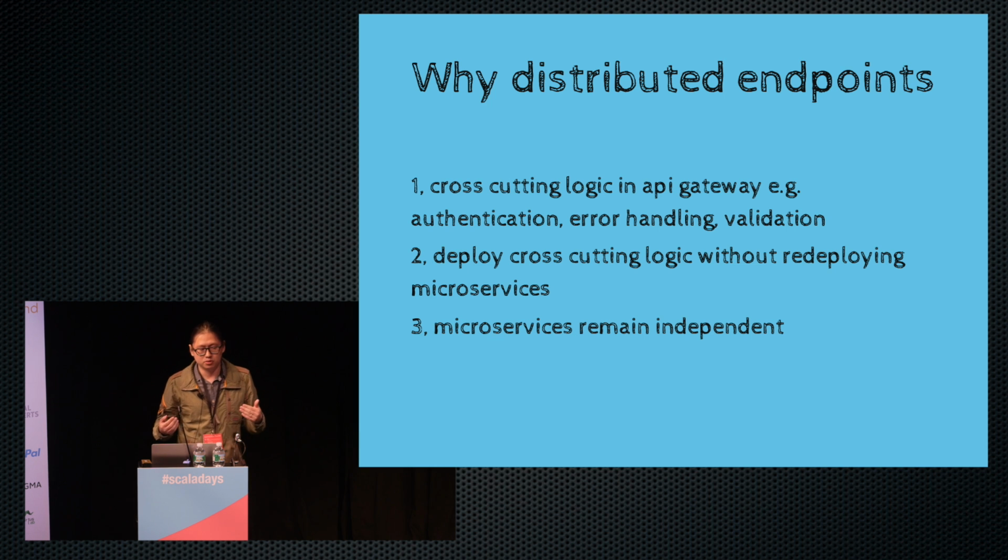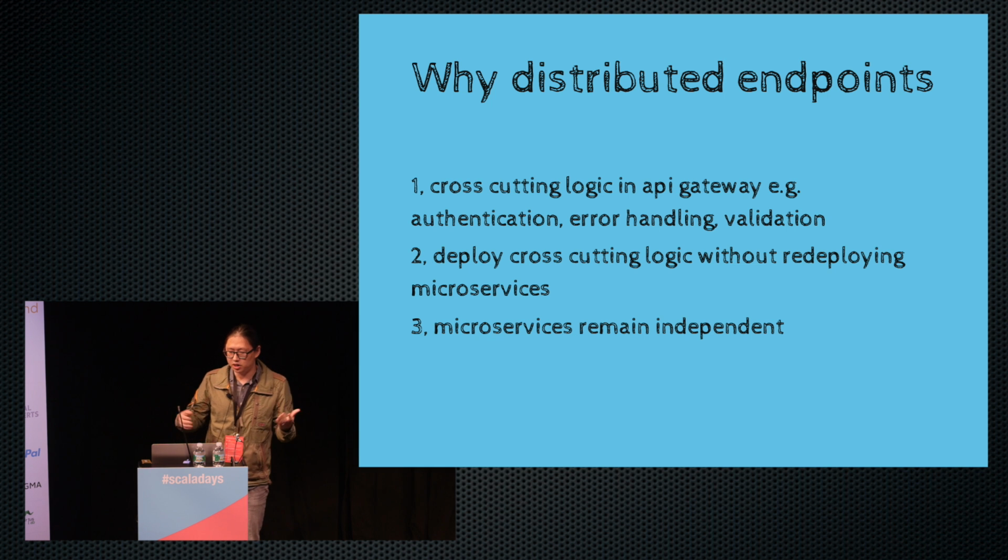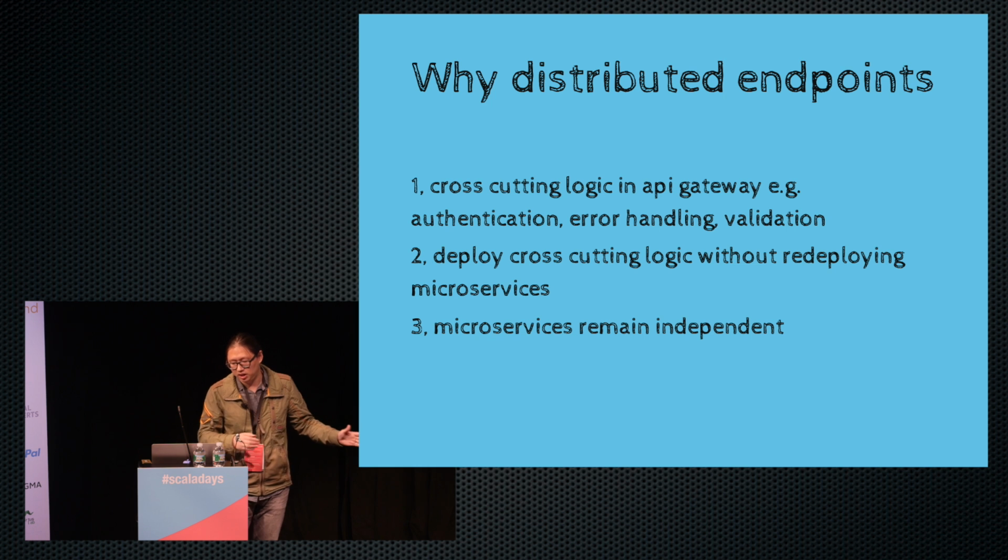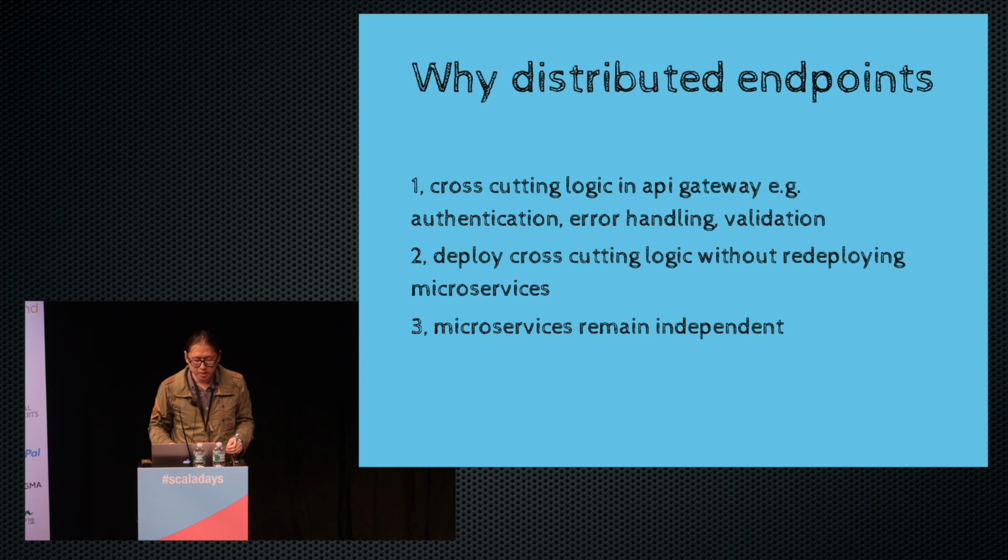If you implement this logic through a library and through a binary dependency by those microservices, now you have to redeploy all the microservices. And this way allows you to get away from that. So you can evolve your cross-cutting logic, all those validation, error handling, and authentication separately, independent from the microservices. And the microservices themselves can remain independent, right?